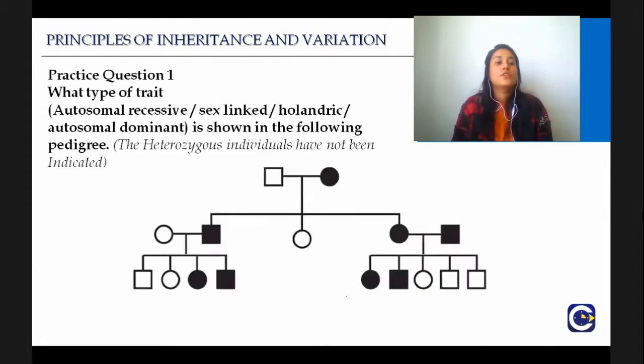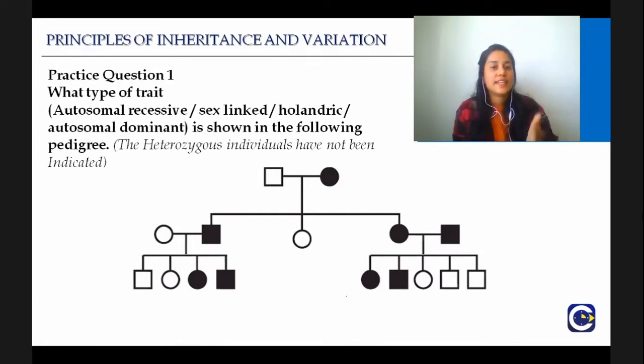Good. So what is this type of trait? Is it autosomal recessive? Is it sex linked? Is it holandric? What is holandric, by the way? When it is from the Y chromosome, and in that case, all the males will be affected. None of the females will be affected. So that is the easiest to find out. And they will not give you any question about the holandric genes, because it's very easy.